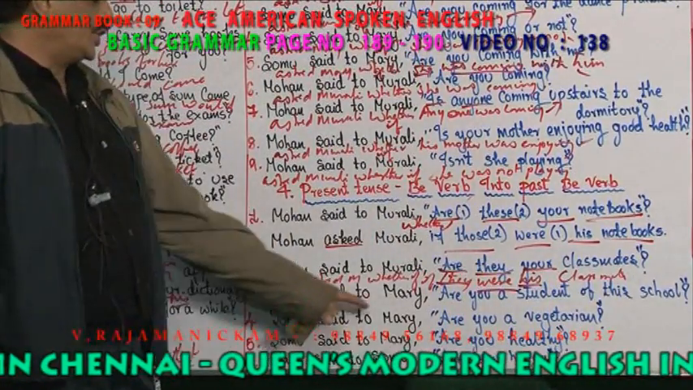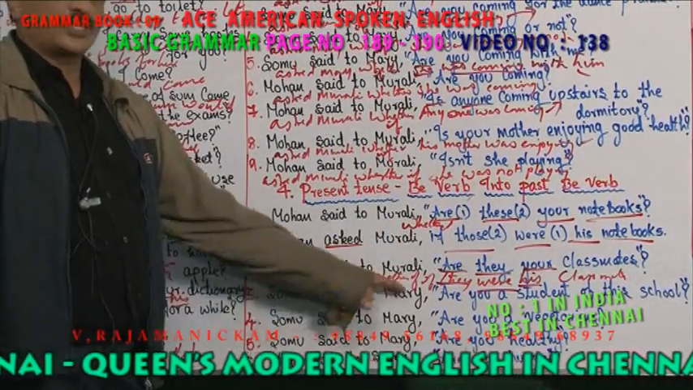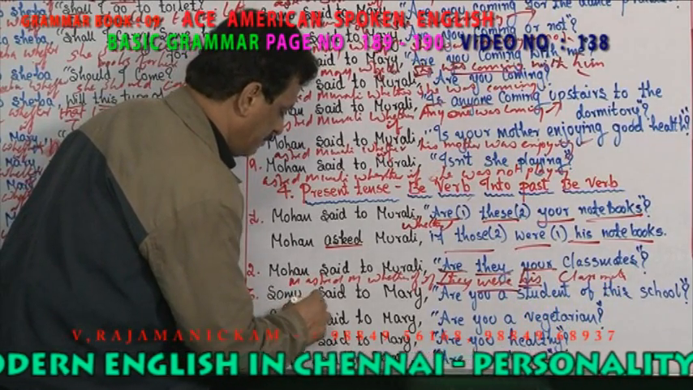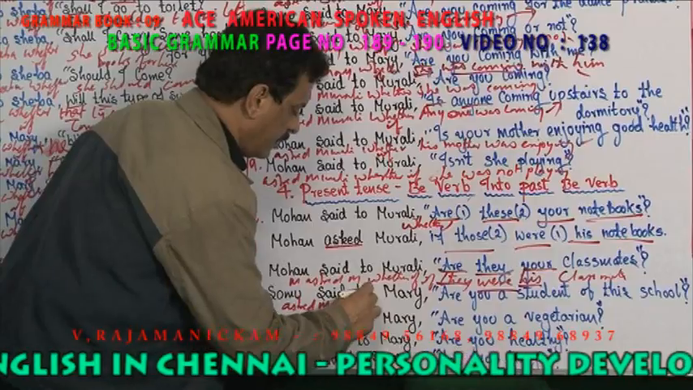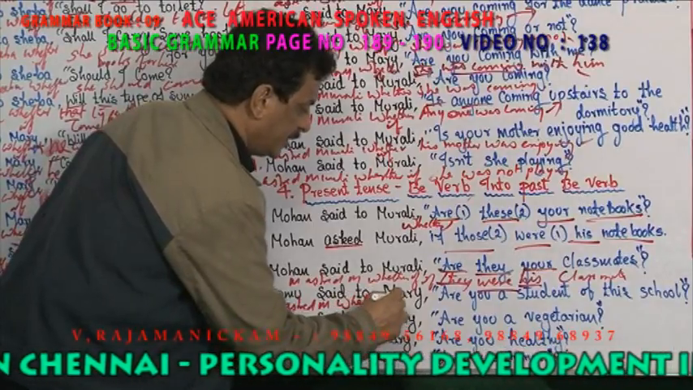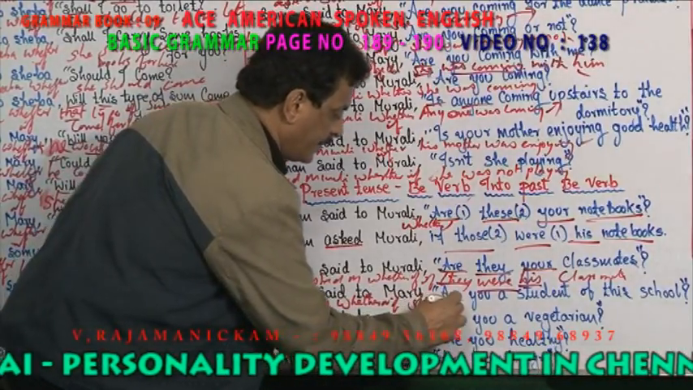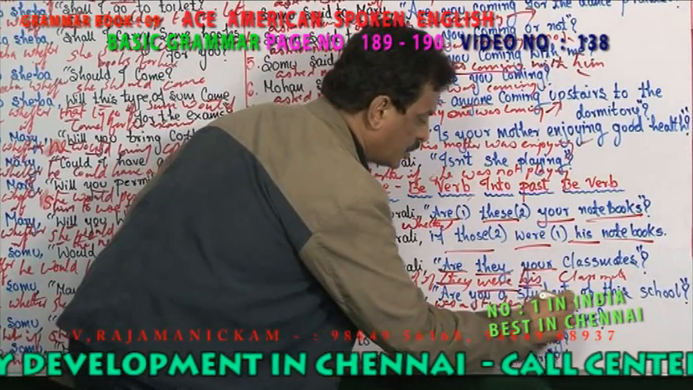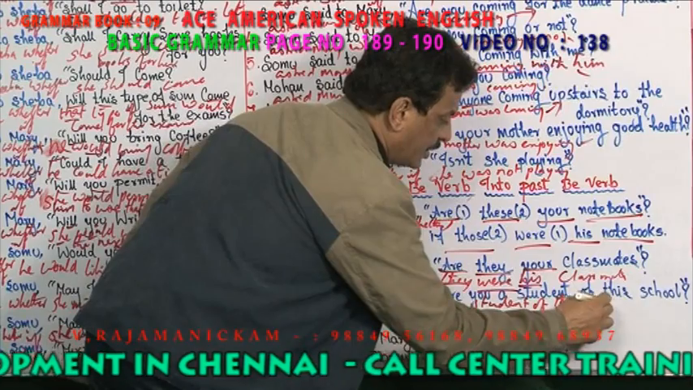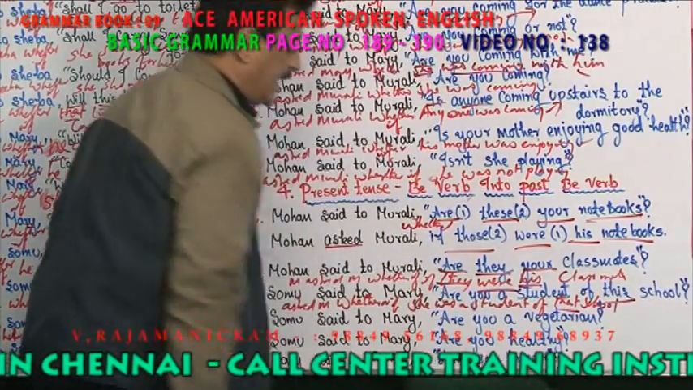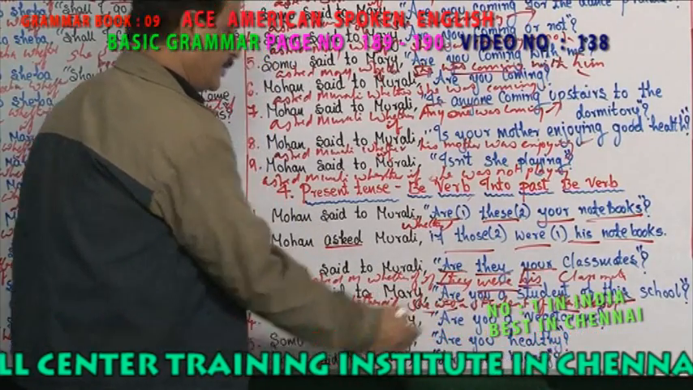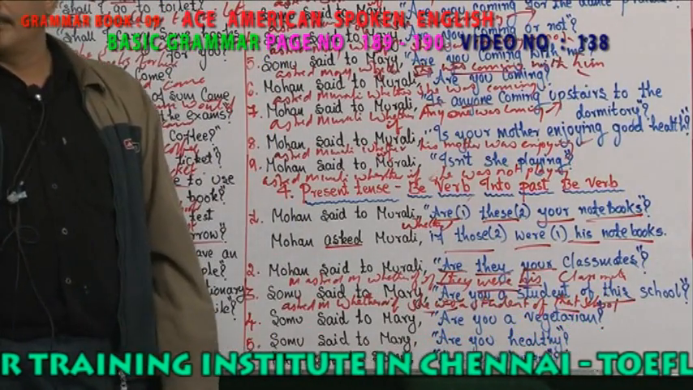Now Somu said to Mary, "Are you a student of this school?" How does it change? So Somu asked Mary whether or if she was a student of that school. This school changes into that school. Are you changes into she was. Was is a past tense, are is a present tense.